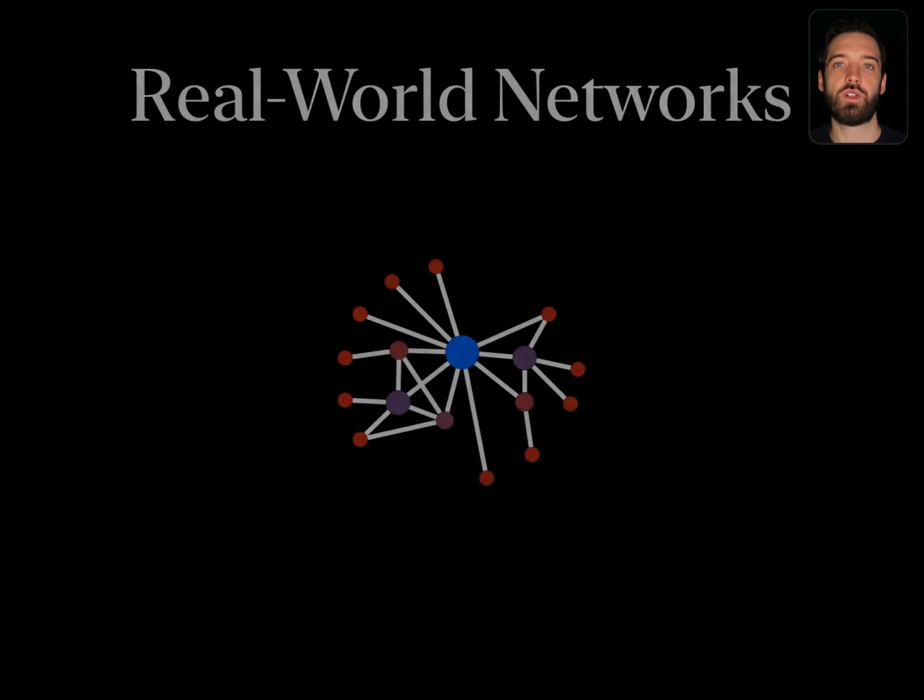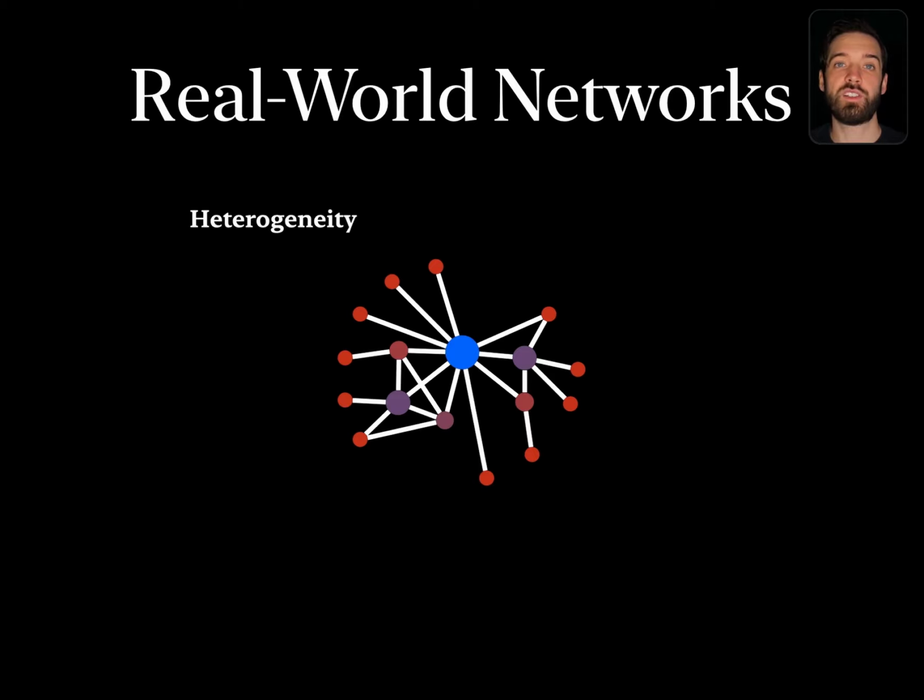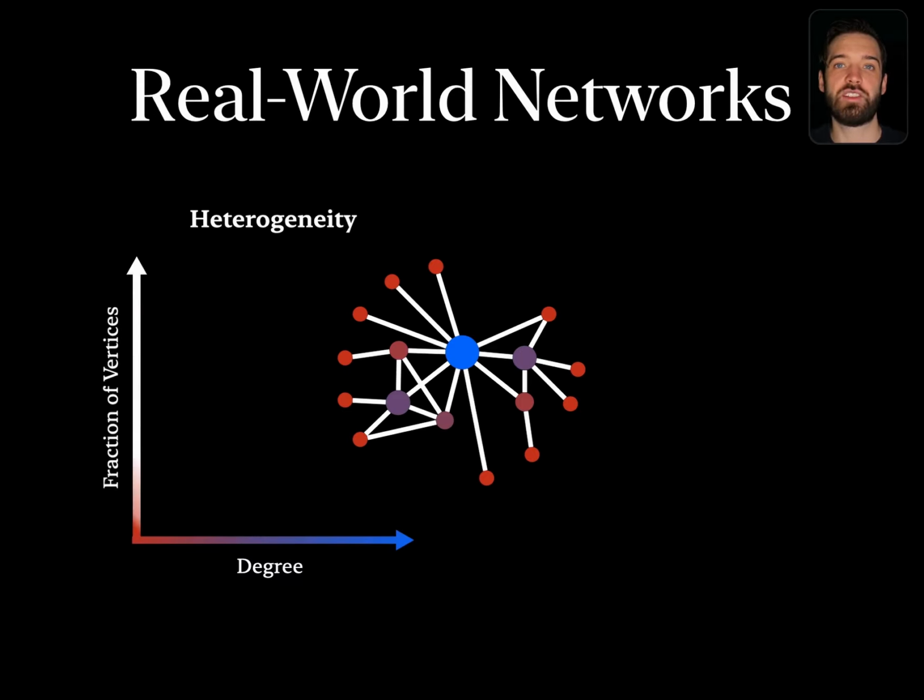Now, all of these networks share some common properties. The first is heterogeneity, which means that the network contains a lot of vertices of low degree and only few vertices of high degree. So when we plot the degrees of the vertices on one axis and the fraction of vertices in the network that have this degree on the other axis, then we often find a distribution like this, which is called a power law degree distribution.